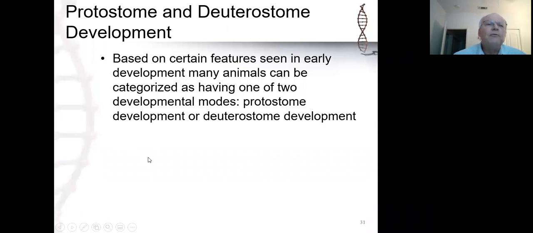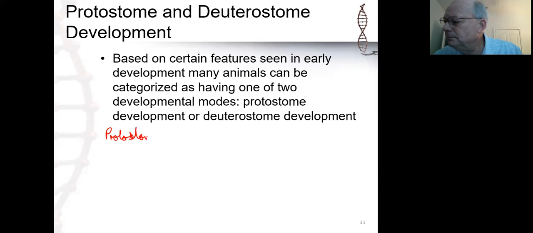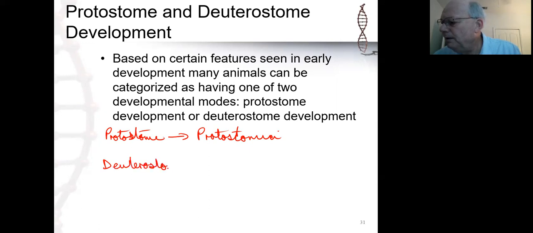Then the body plan form that we need to talk about is the nature of the development of the body plan. What used to be known as protostome and deuterostome development that gave rise to two clades. So the protostome development gave rise to the clade protostomia, and the deuterostome development gave rise to the deuterostomia.